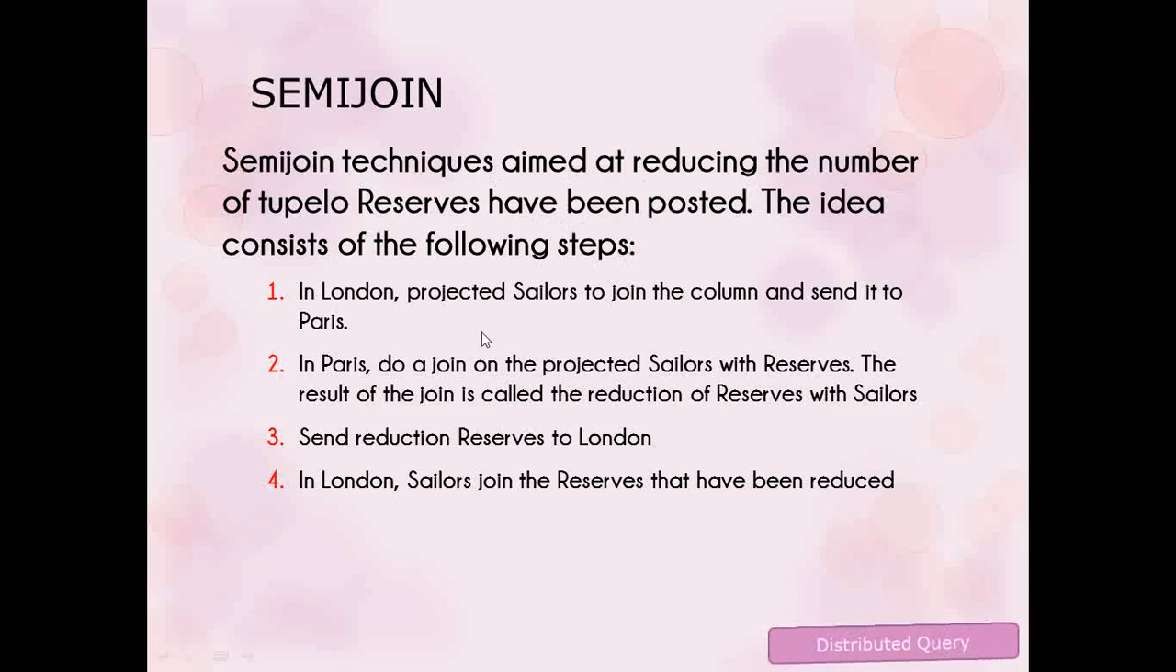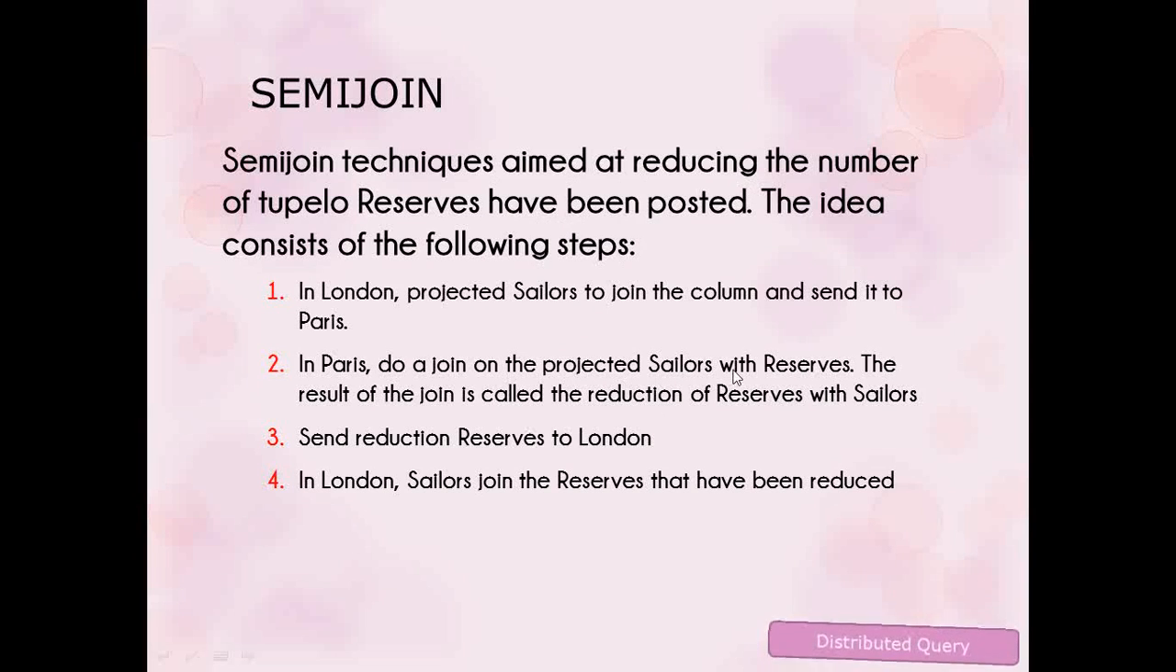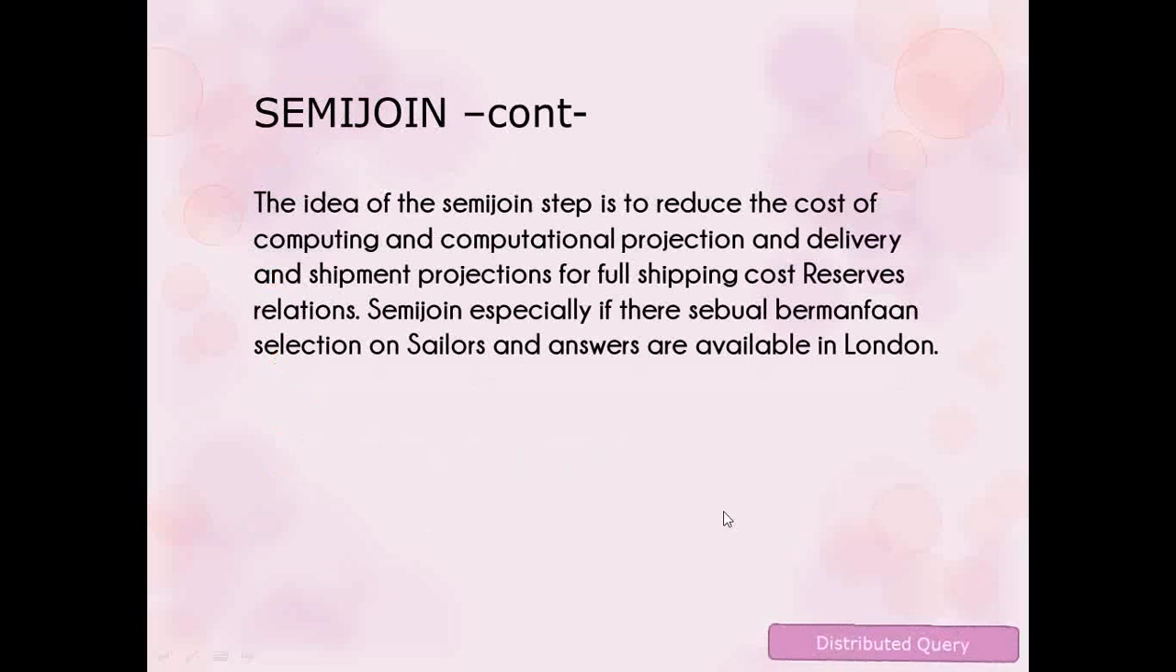If we use semi-join, we project the sellers onto the join column in London and send it to Paris. In Paris, the projection is joined with reserves on the projected sellers. The result of the join is called the reduction of reserves with sellers. Then the reduction is sent to London. So after we have the result from Paris, we send it to London. In London, sellers are joined with the reserves that have been reduced.